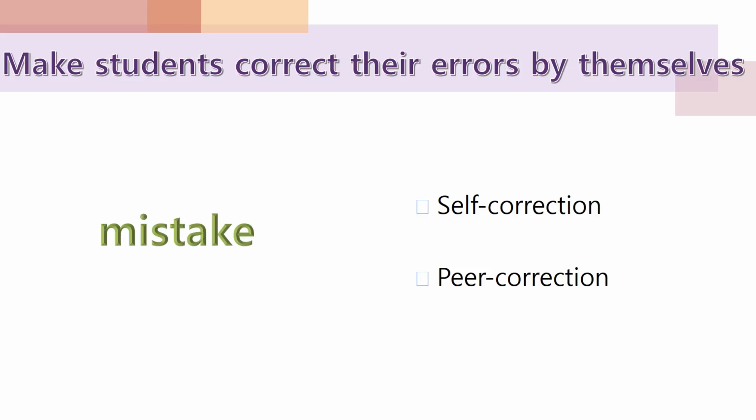If something is a mistake, you can do self-correction. Through self-correction, students can correct themselves, and it is a very good way to make students self-motivated. You can also use peer correction. It is also good because your classmates may know grammatical knowledge you didn't know and vice versa.